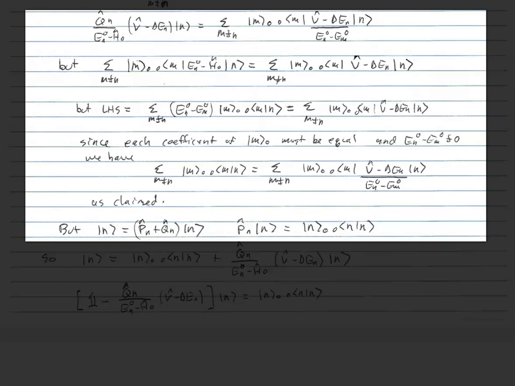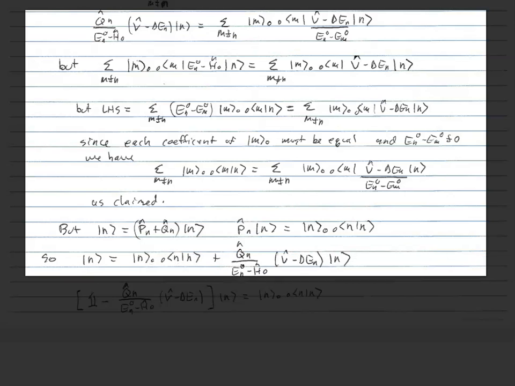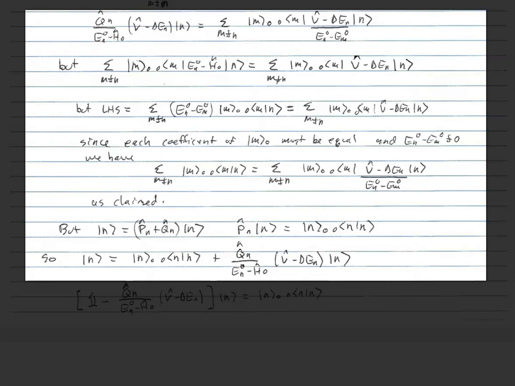Now, the issue is, of course, that the state n is equal to Pn plus Qn times the state n. Pn acting on n is the ket n sub 0 times the inner product of n sub 0 with n. That tells us that n is equal to n sub 0 times the inner product of n sub 0 with n, plus the term that we got with the Qn over En0 minus H0, V hat minus delta En, times the full state n.